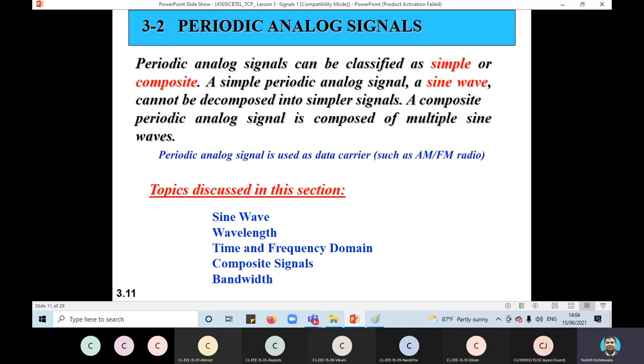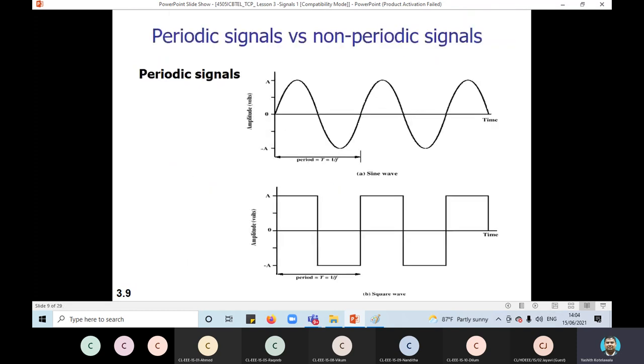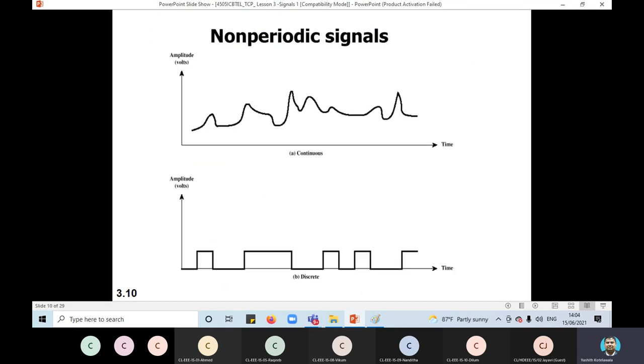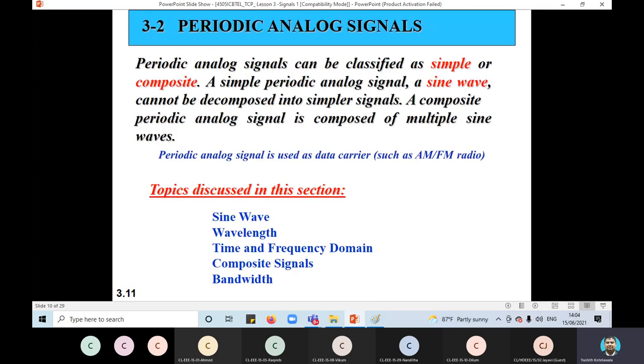Now we are moving to periodic analog signals. Since we understood what periodic and non-periodic mean, we can now move to specifically discuss periodic analog signals, or periodic continuous signals.